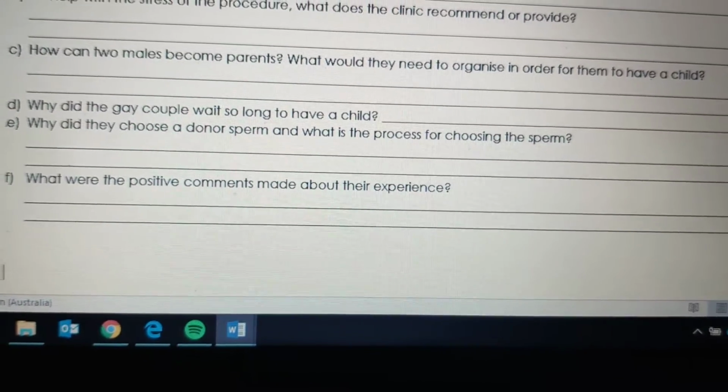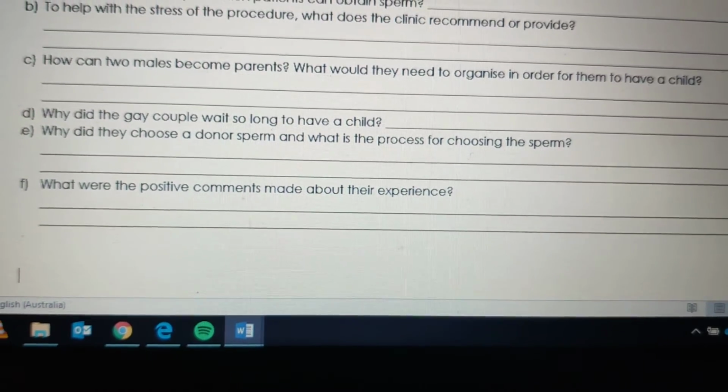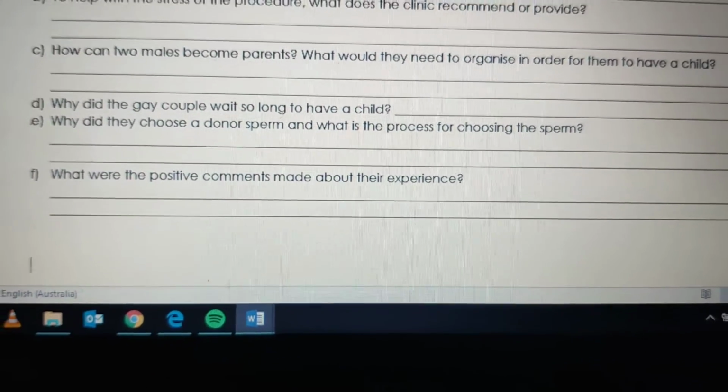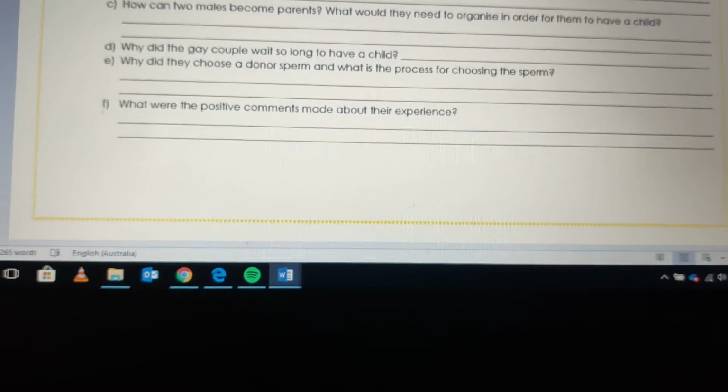Why did the gay couple wait so long to have a child? Why did they choose a donor sperm? What's the process for choosing the sperm? And what were positive comments that they actually said about this particular process?